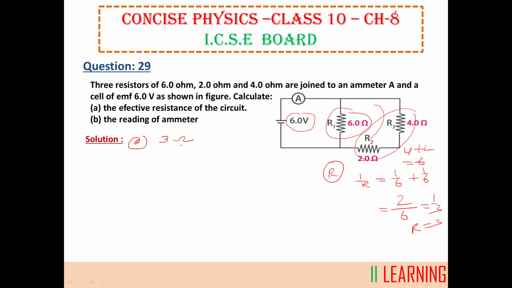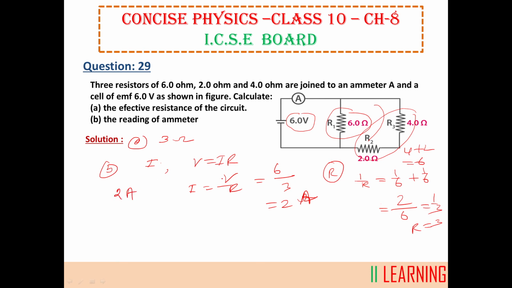3 ohm. Now question number B, the reading of the ammeter. The ammeter reading is actually the current flow. So we know that the current flow is I. As per Ohm's law we can apply V equal to IR. It is very easy. So I would be equal to V by R. Here voltage is 6, R is 3, so the current is 2 ampere. So the answer for question number B is 2 ampere.